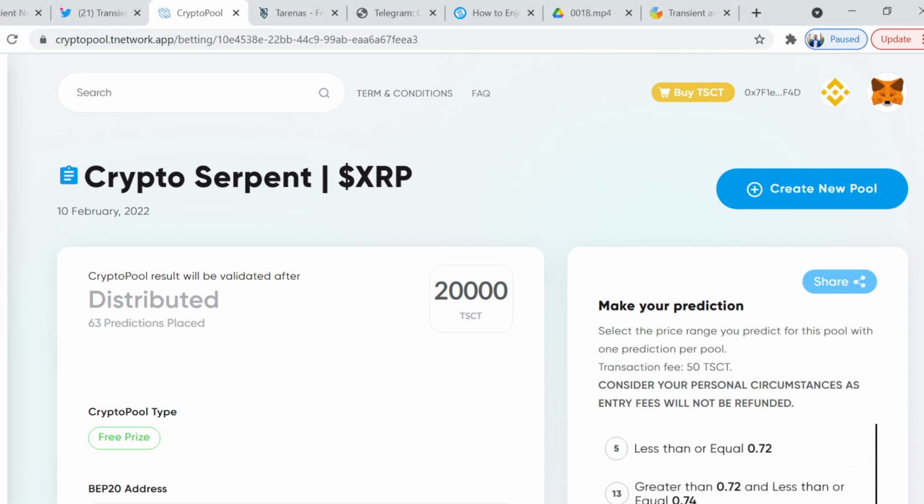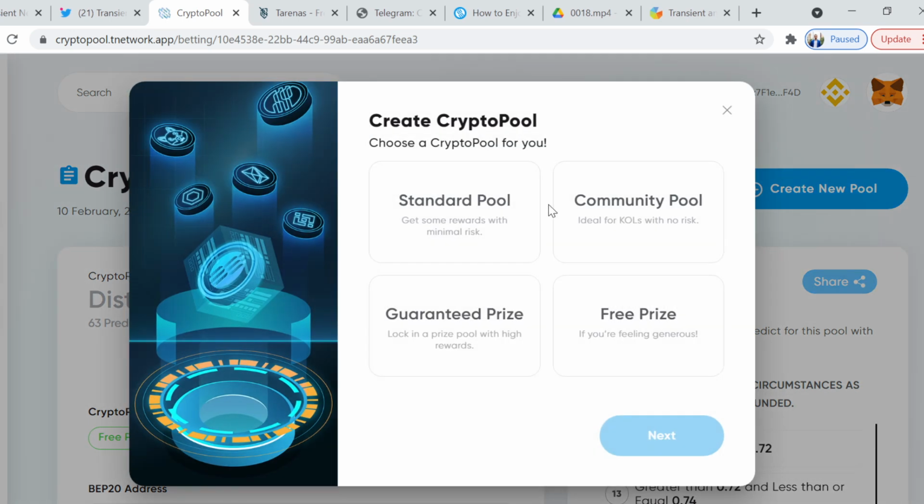And then you can do that so easily, right? So you click on create new pool. You can go standard, community, guaranteed price, free price. And remember, you're going to have the token in order to be able to do this. But it's so easy and interactive that you can do this.